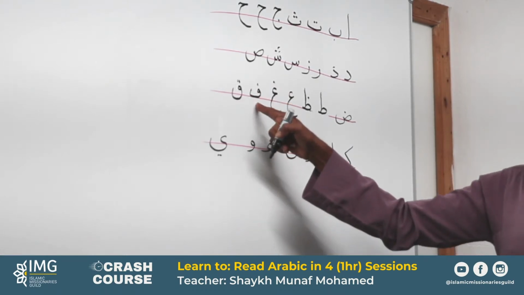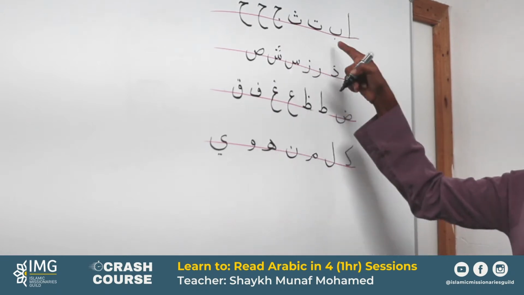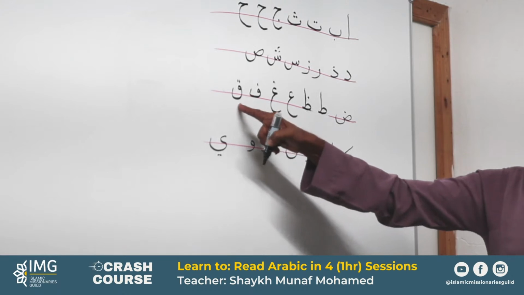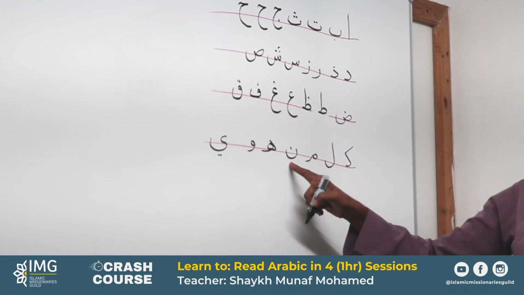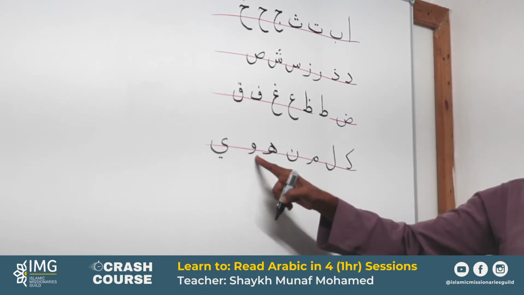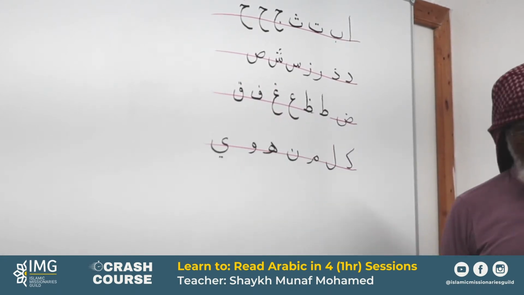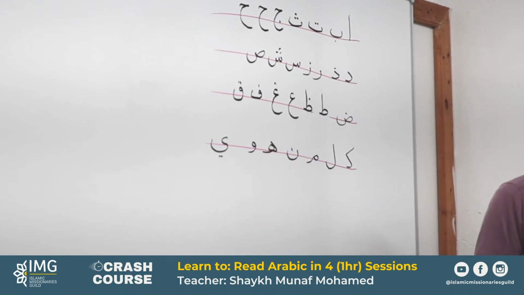Fa has 1 dot, and it stays on top of the line, just like the Ba, Ta, Tha, on top of the line, whereas the Qaf looks pretty much like a Noon. It has a head, just like the Waw. It has 2 dots, all right? So they're differentiated with the dots, okay?